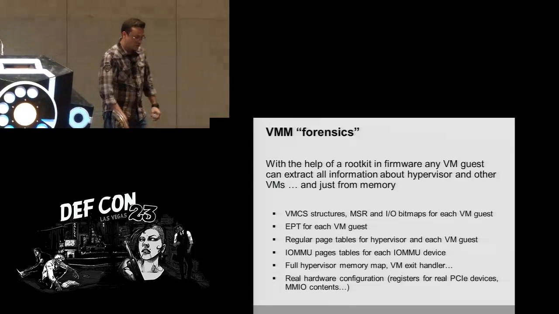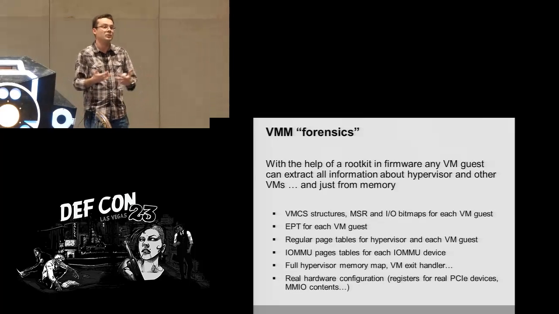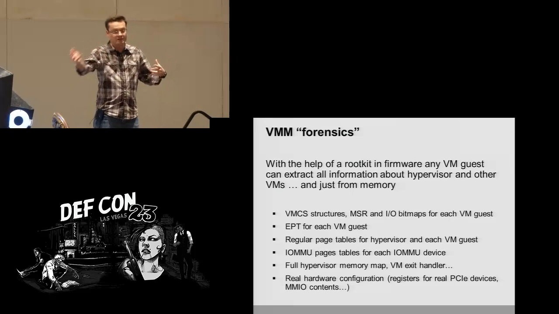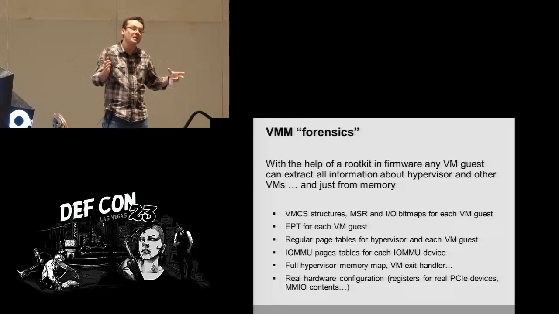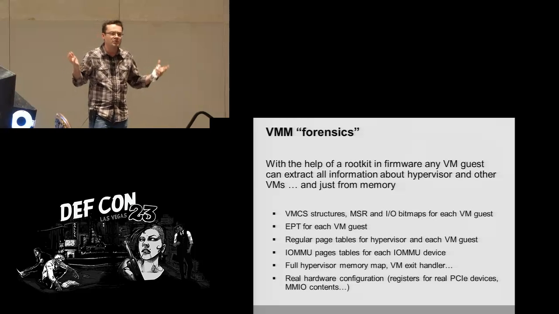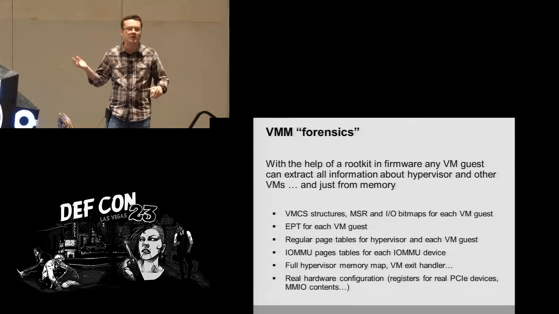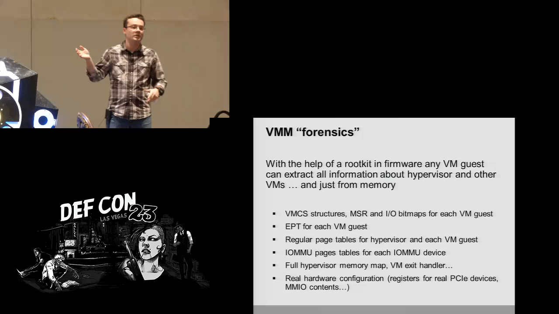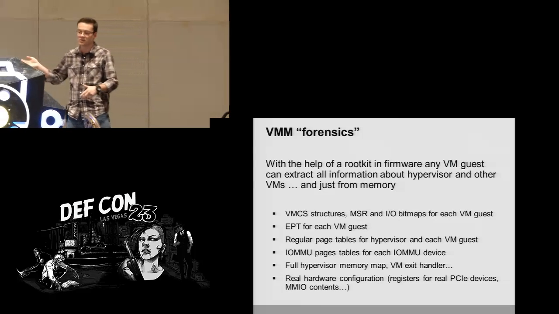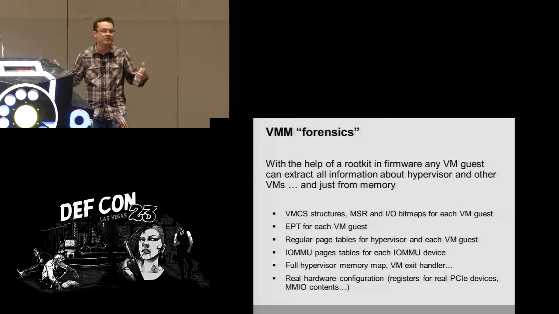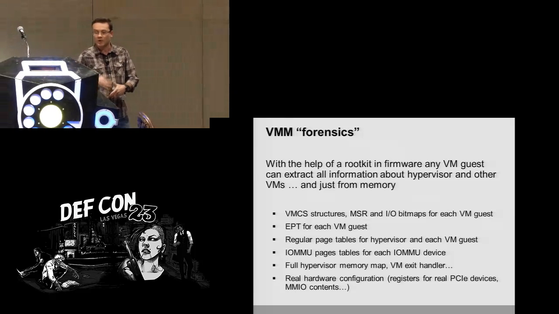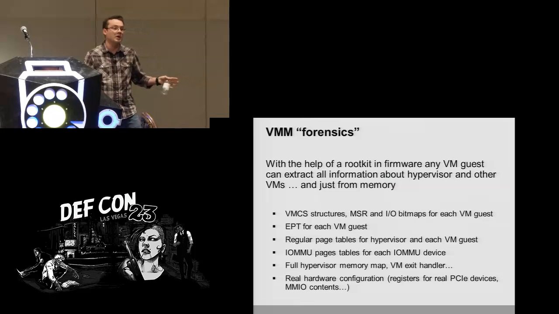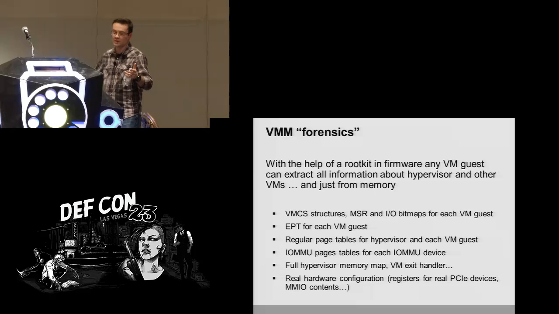But before we discuss two of those vulnerabilities, a couple of words about what this rootkit could do. In fact, the rootkit provides access to the attacker VM to all the memory. And from that memory, that attacker VM can extract VMCS structures or VMCB structures, extended page tables or nested page tables, so hardware assisted page tables. It can extract host page tables for the hypervisor, guest page tables for each of the guests, all of the page tables for IOMMU units, for all the hardware. It could extract the memory map, including the VM exit handler, as well as the full configuration of all of the real hardware devices, including PCI configuration registers, MMIO registers, and so on.